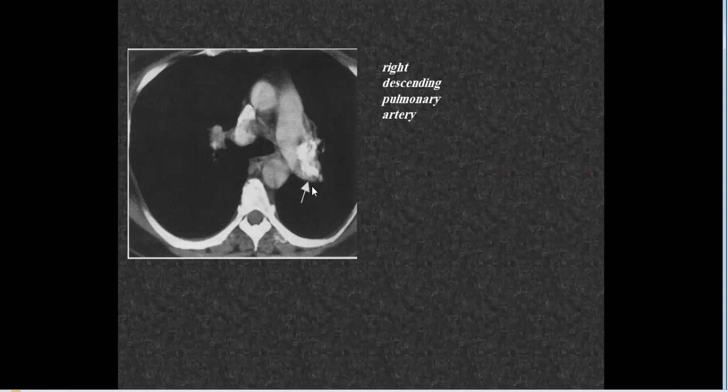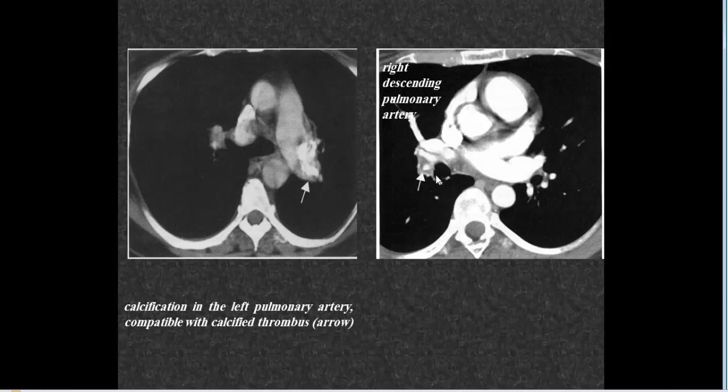Here we see the right descending pulmonary artery and the left descending pulmonary artery. Calcification in the left pulmonary artery is compatible with calcified thrombus. Here, the right descending pulmonary artery, intraluminal filling defect. Here we see the calcified left pulmonary artery thrombus, compatible with calcified thrombus.